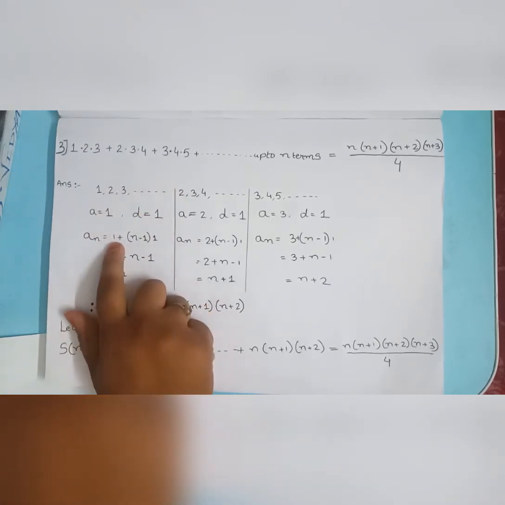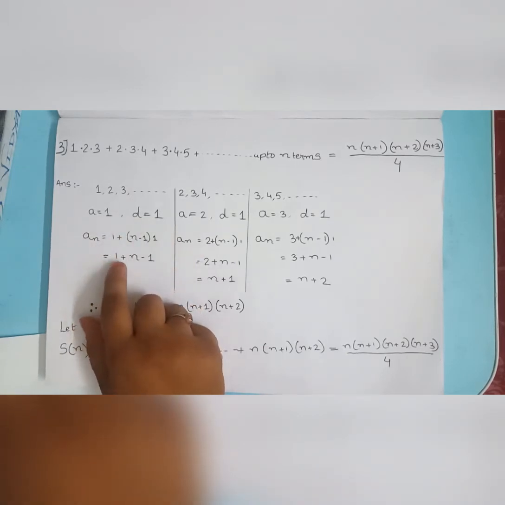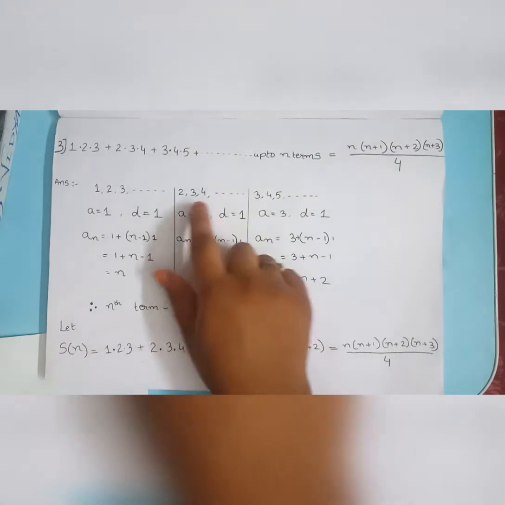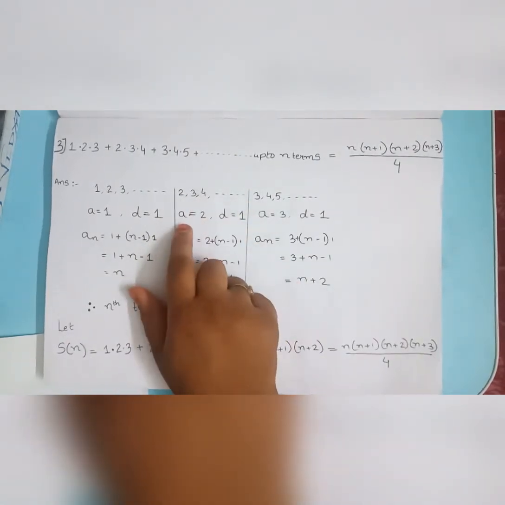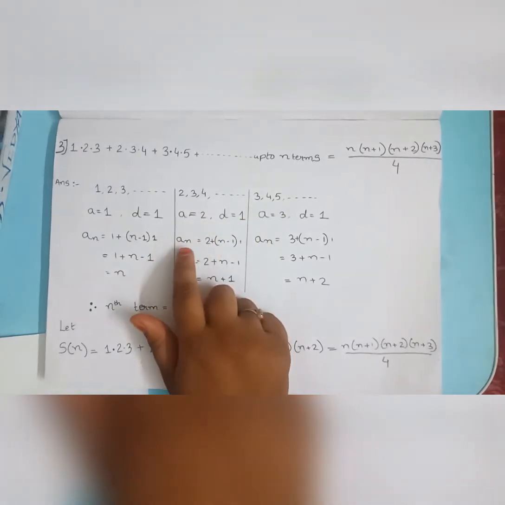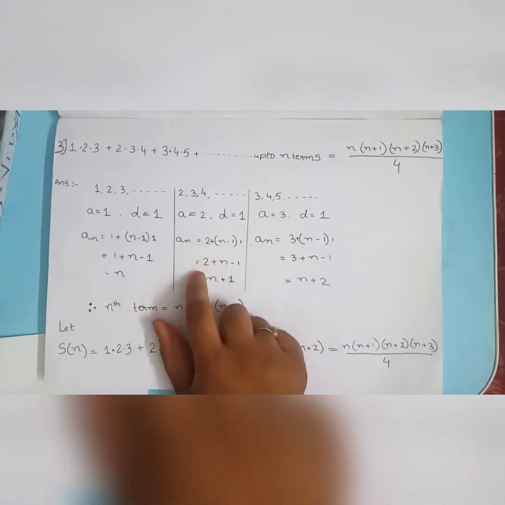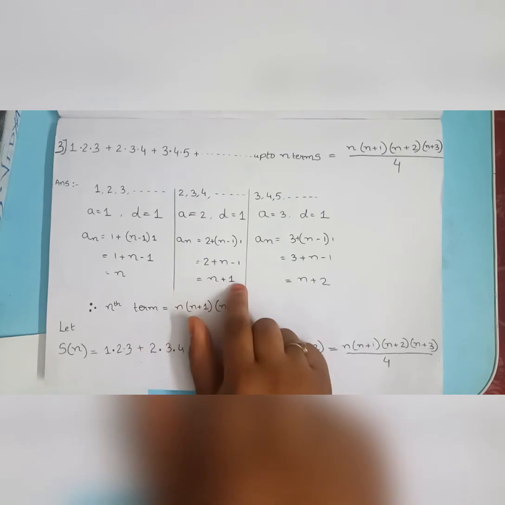So, a_n is equal to 1 plus (n minus 1) times 1, which is equal to 1 plus n minus 1, is equal to n. In the second, 2 into 3 into 4 and so on. Then a is equal to 2 and d is equal to 1. So, a_n is equal to 2 plus (n minus 1) times 1, is equal to 2 plus n minus 1, is equal to n plus 1.